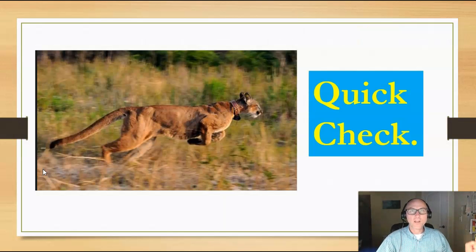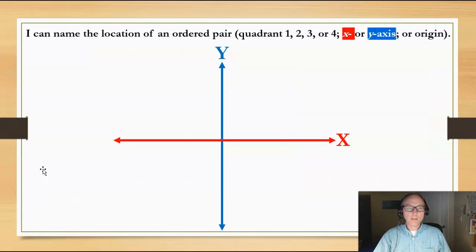Let's go for a quick check. All right, welcome back. Hope you did all right on that. I can name the location of an ordered pair on the x and y axis. The y flies high to the sky. The x is on the ground, going left to right, horizontal. Vertical y, horizontal x. Let's get into the quadrants.